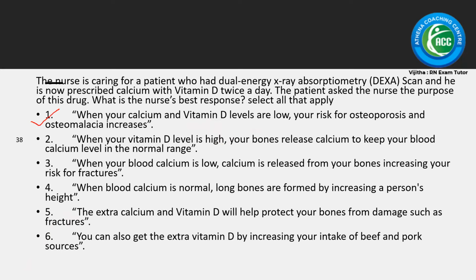Second, when your vitamin D level is high, your bone releases calcium to keep your blood calcium level in the normal range. What is the action of vitamin D? First of all, tell me what is vitamin D? Vitamin D is a fat soluble vitamin. Okay.